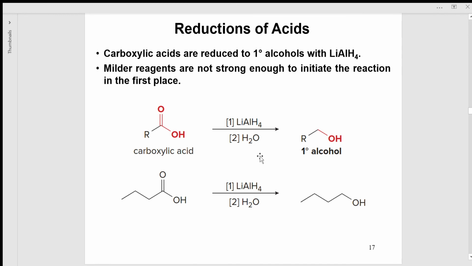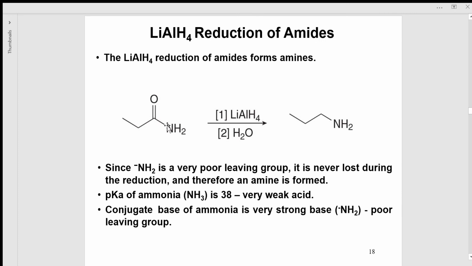So this is slightly different from acid. In the case of the acid, the OH group basically left the substrate. But for amide, if we check the pKa values of the conjugate acid of amide, we will see the amide is a very strong base, and it's hard for NH2 to serve as the leaving group. That's why, for this special reducing reaction, the final product is amine.